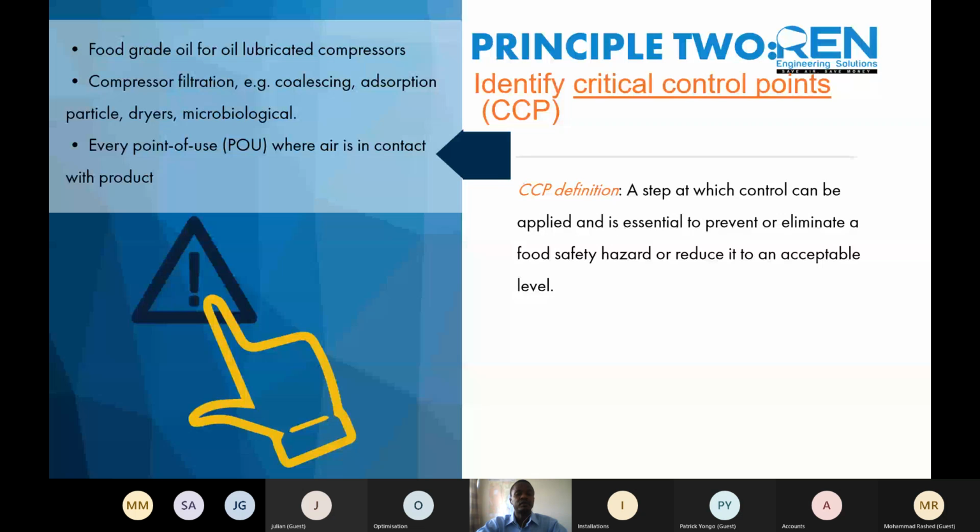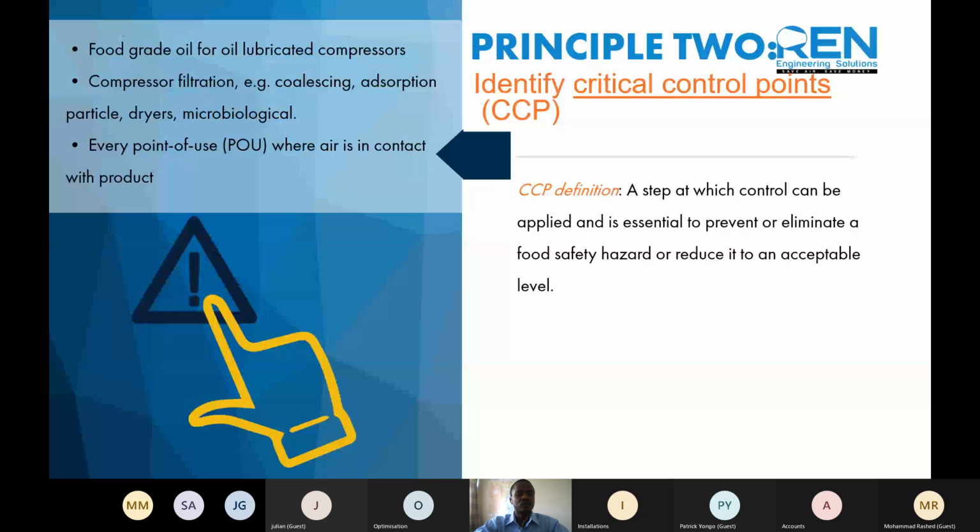The second principle is identify critical control points. A critical control point is a step at which control can be applied and is essential to prevent or eliminate a food safety hazard or to reduce it to an acceptable level.